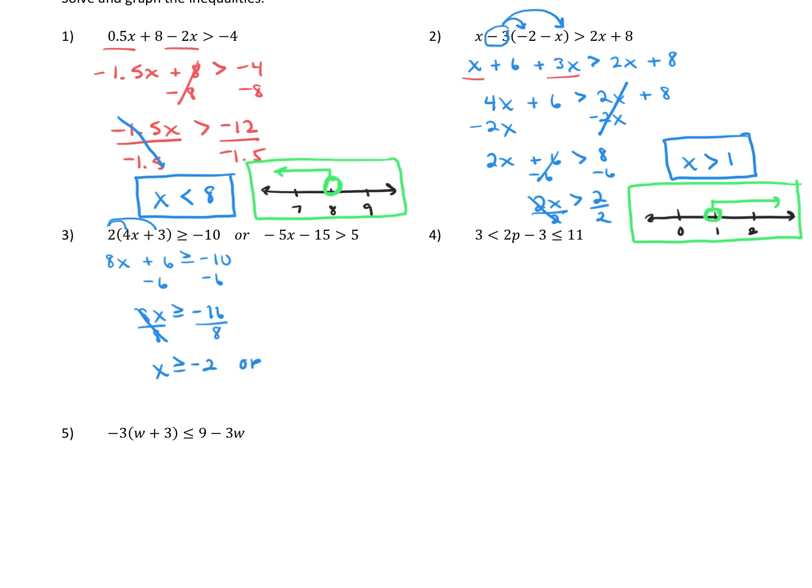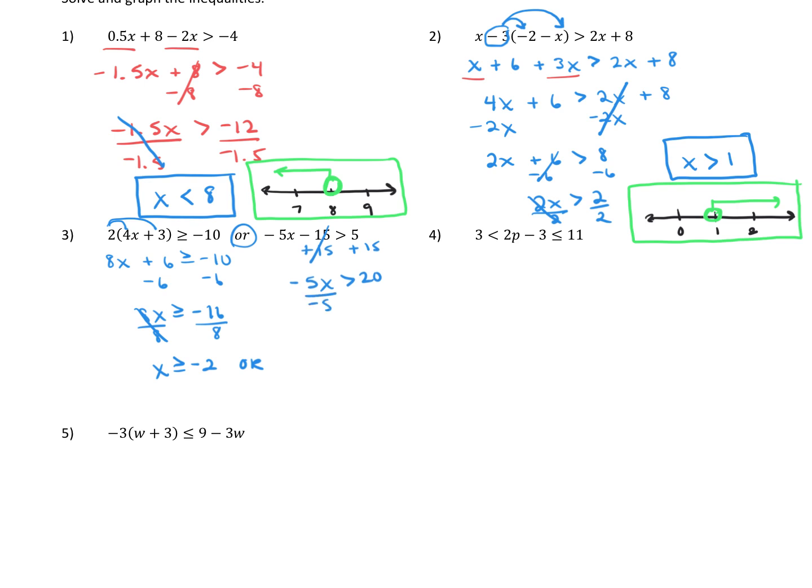I'm going to carry down the or from the problem, and then we're going to solve the inequality on the right. There's no distributing to do, no like terms. We can go ahead and start solving by adding 15 to both sides. Negative 15 plus 15 is 0. We'll carry down a negative 5x is greater than 5 plus 15 is 20.